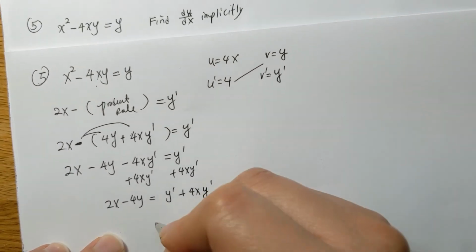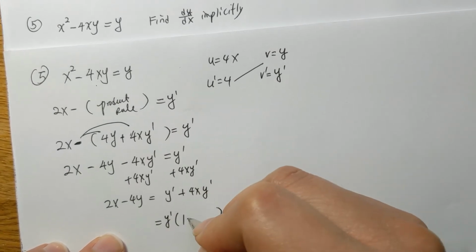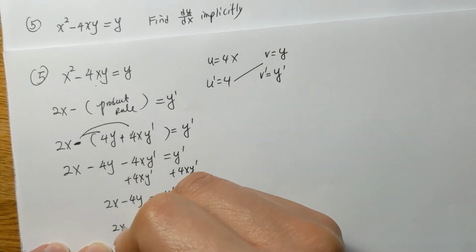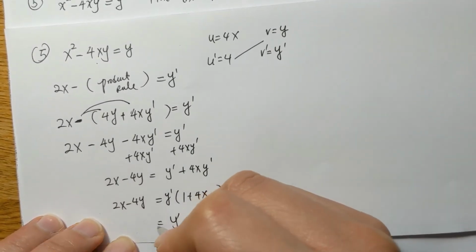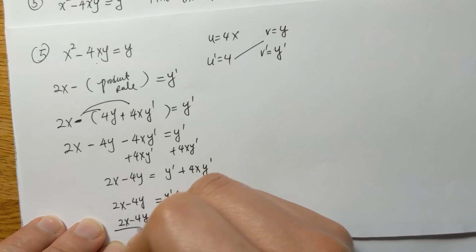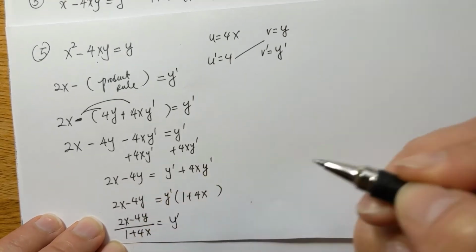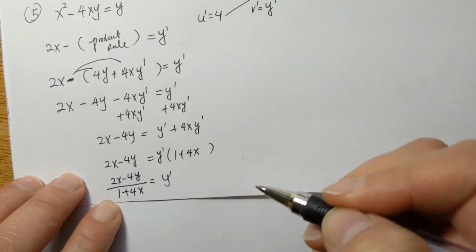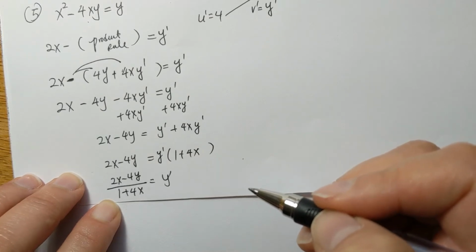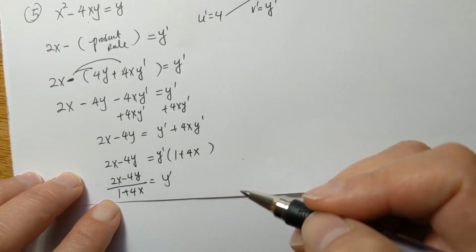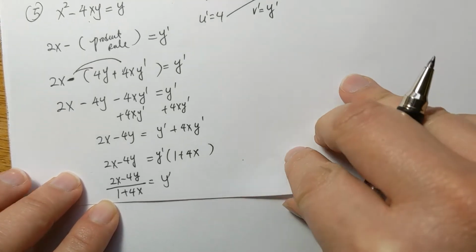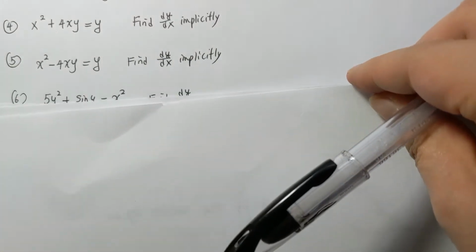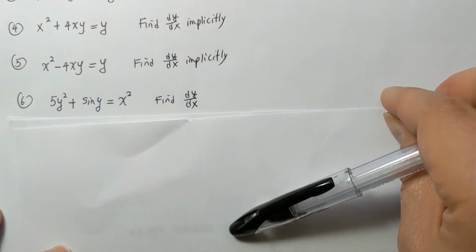Now it is regular algebra. So we're going to factor out the y prime. And then you divide. So we finished question number 5. Let's take a look at number 6. Number 6.